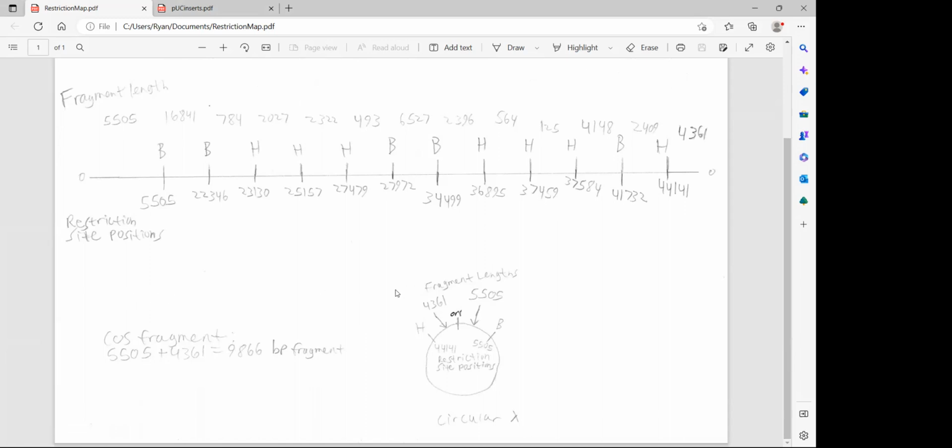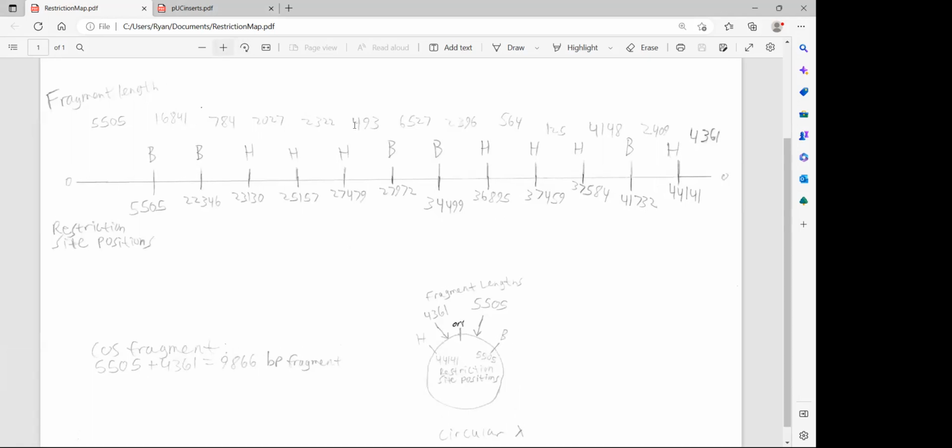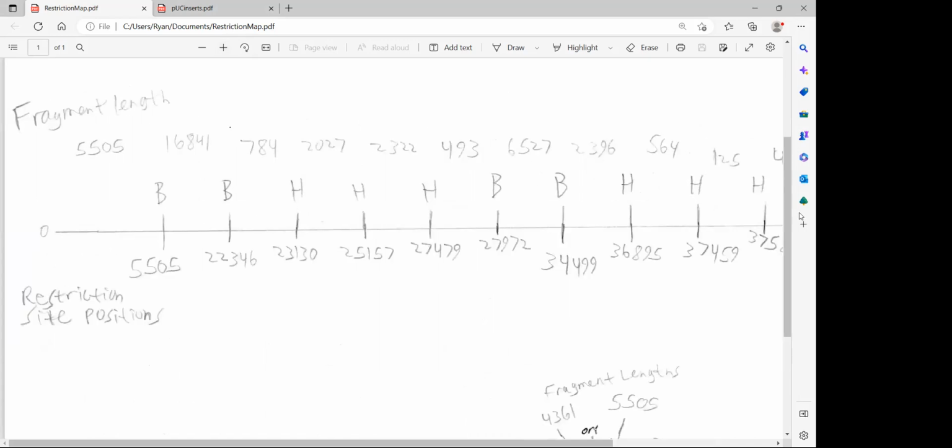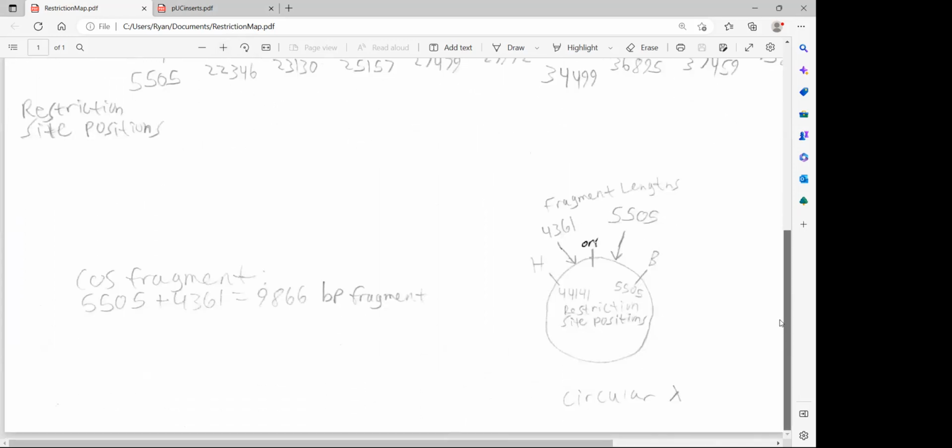Okay, so this is how I found this. I was talking to someone else in the class earlier on the class day, and essentially what he said was, I think he said the cos fragment is basically the first and the last combined. And so if you draw it in a circle, like this, it's kind of hard to see. Oh, it's getting bigger. Perfect.